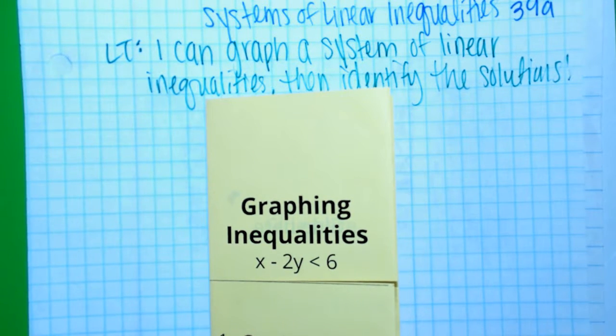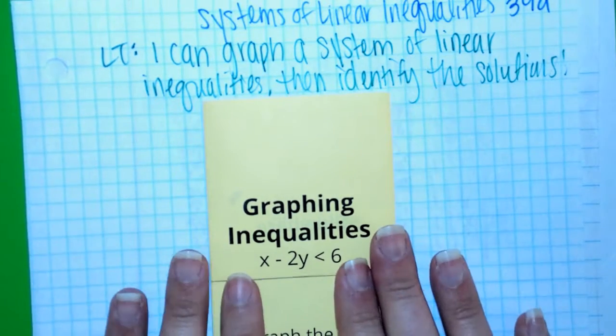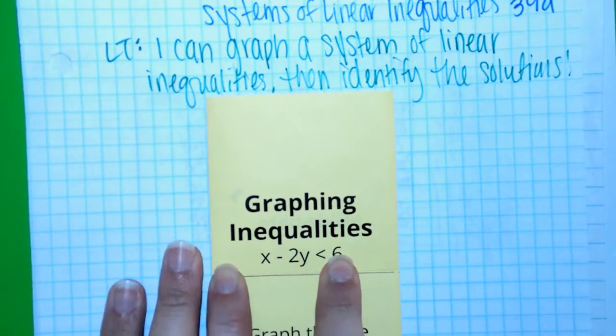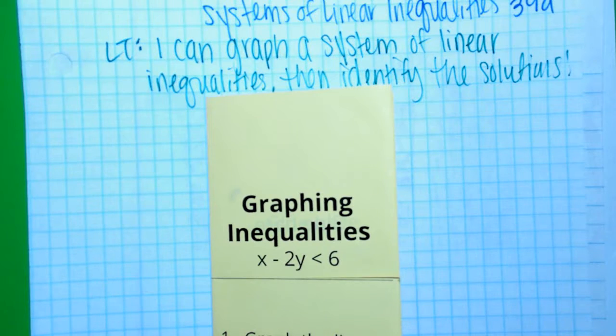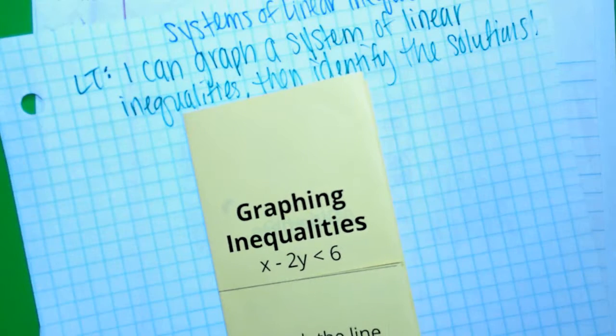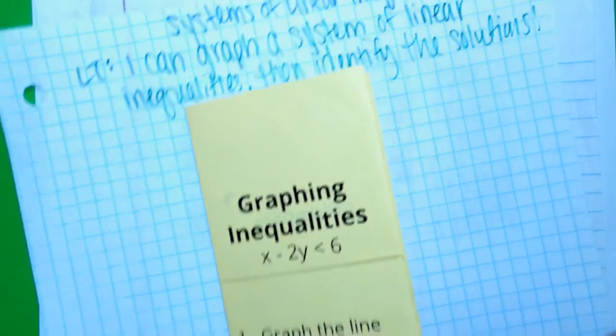Now, does anybody remember when we are graphing inequalities, just our basic inequality, what we have to do first? Or when we're graphing any equation, what do we have to do first? Before we graph, the y. What about the y? We have to get it in slope intercept form. Fantastic.